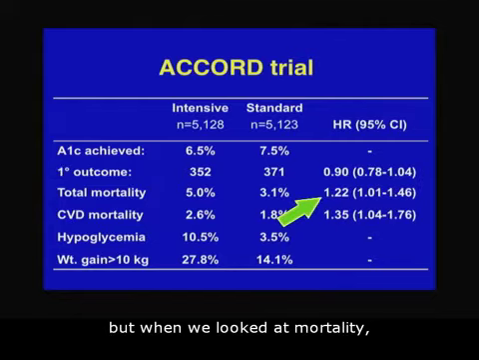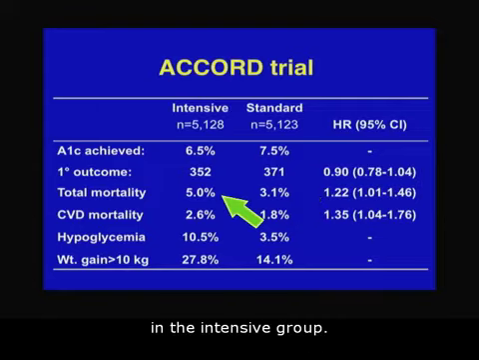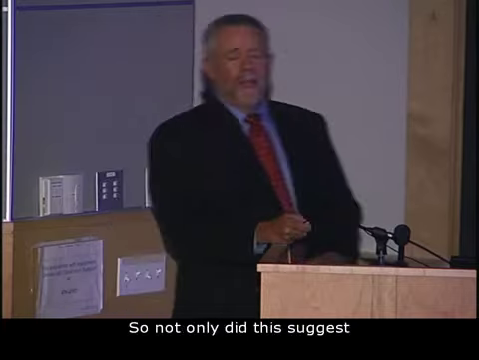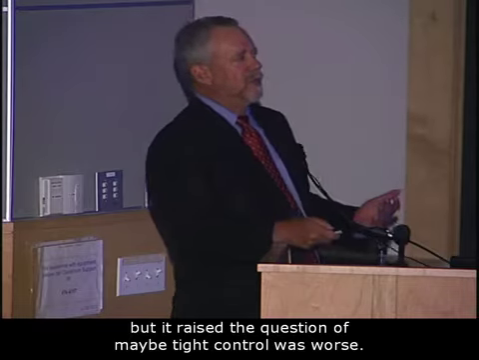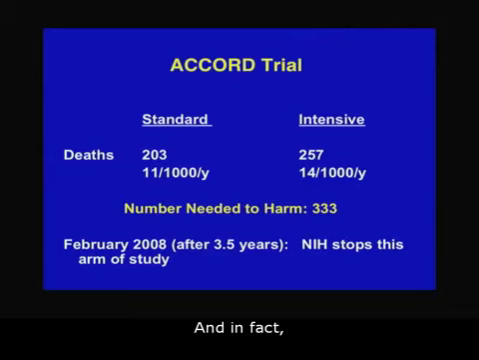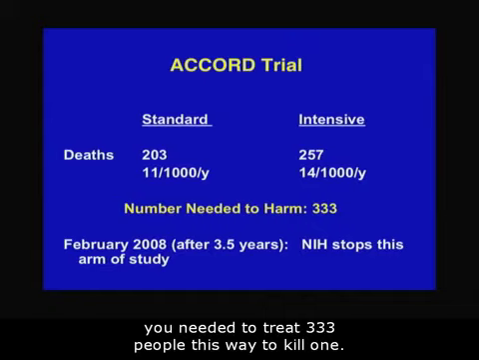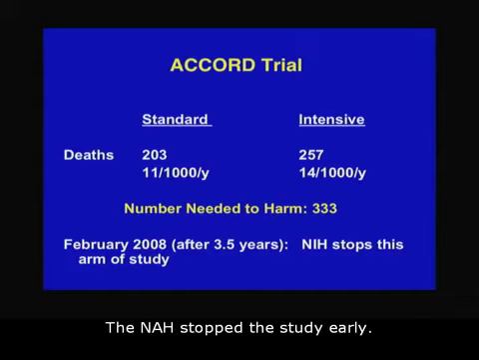But when we looked at mortality, there was a 22% increased risk of dying if you were in this intensive group. So not only did this suggest that tight control wasn't better, but it raised the question of maybe tight control was worse. And in fact, when you calculated, you needed to treat 333 people this way to kill 1. So the number needed to kill was 333. So the NIH actually stopped this study early because they were worried.